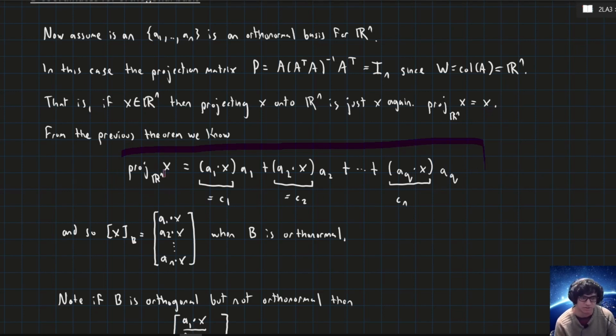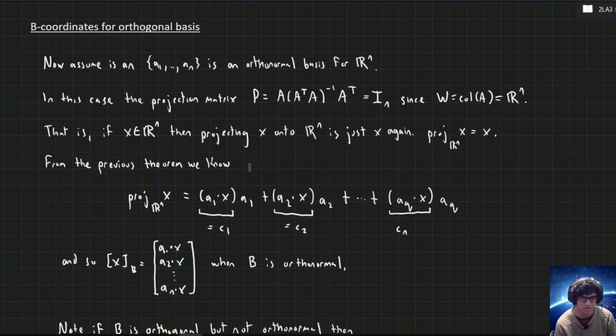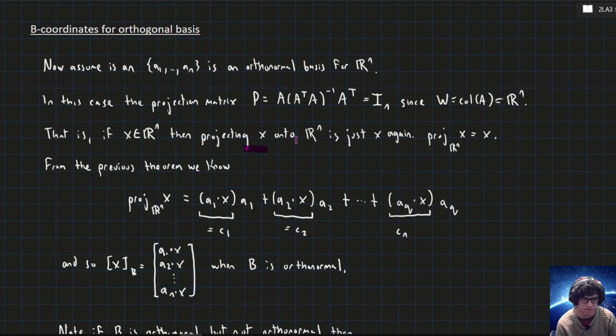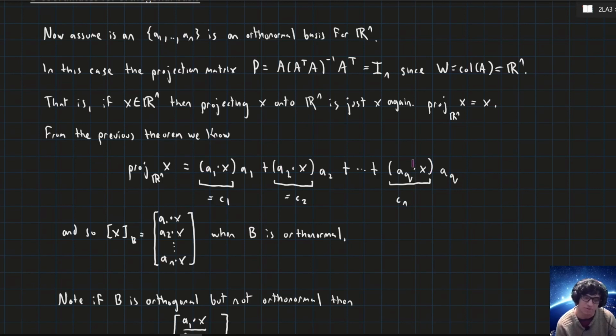Okay, so if X equals this, and this is the sort of X we're looking for when computing the B coordinate, then this expression tells us what the coordinates are, right? These guys are the coordinates. The dot products in front of the vectors are going to be the C's of the B coordinate when B is an orthonormal basis, right?